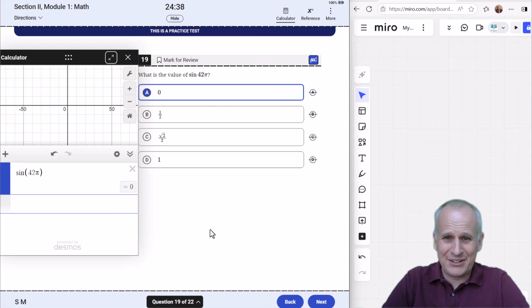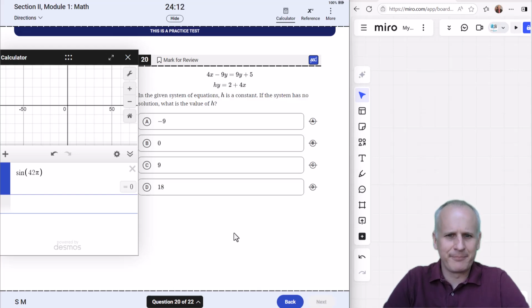So there's our answer. If you need the technical solution, it's because the sine of 2 pi is 0. If you know the unit circle, it goes all the way back around. And 42 pi is just going to be a multiple of 2 pi, so that's going to be the same 0 value. You don't get extra points for showing your work on the digital SAT. Use the calculator. It's absolutely fine. You'll see their explanations are way more complex. You don't need to use it. So there's our correct answer, and we move on to the next problem.